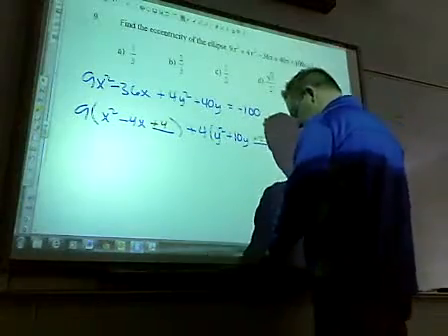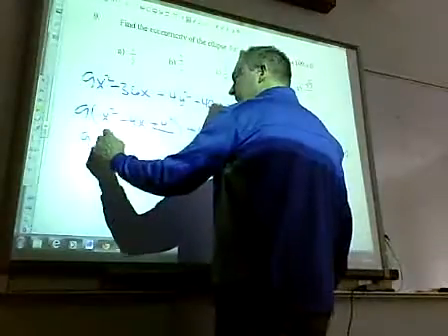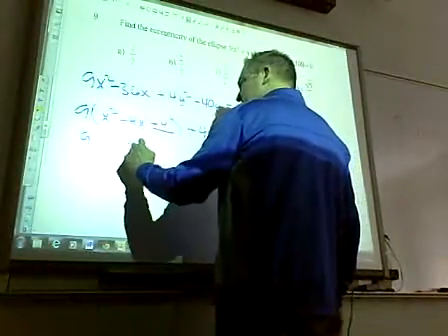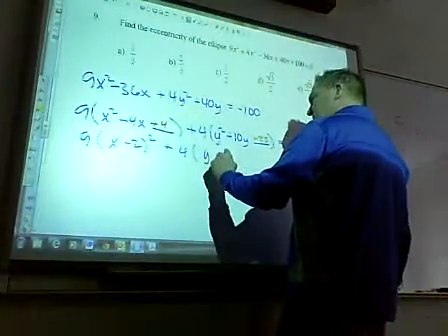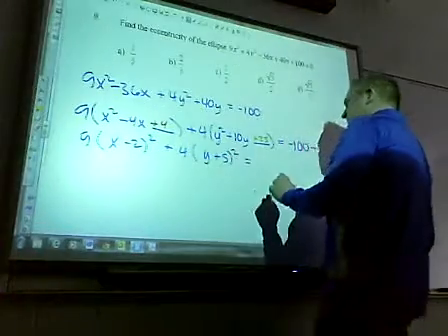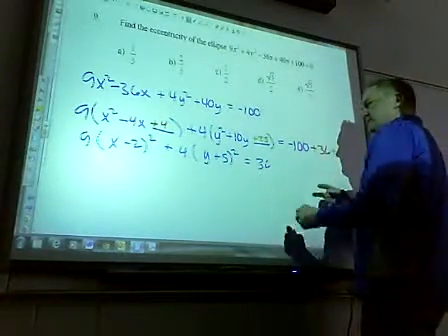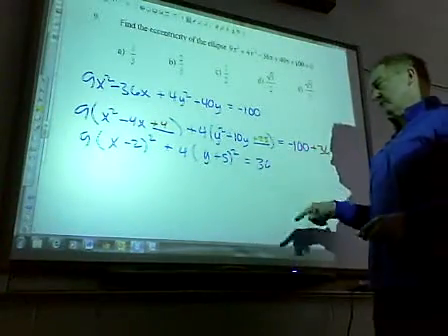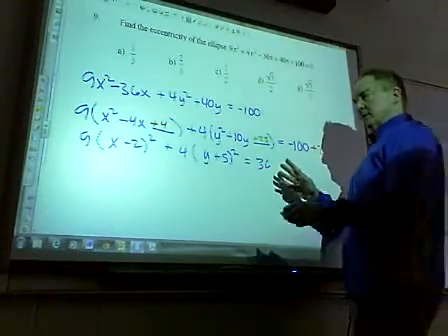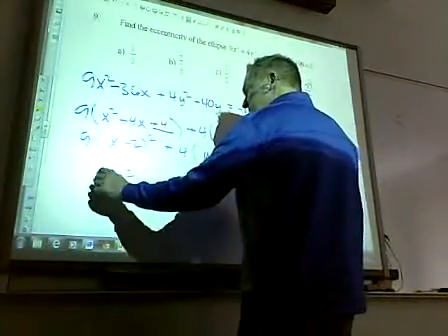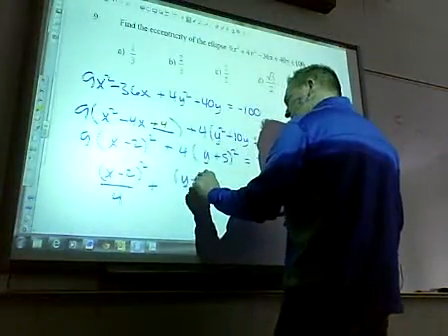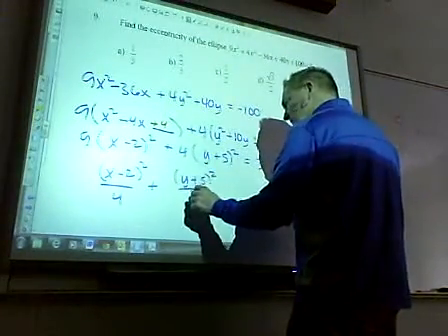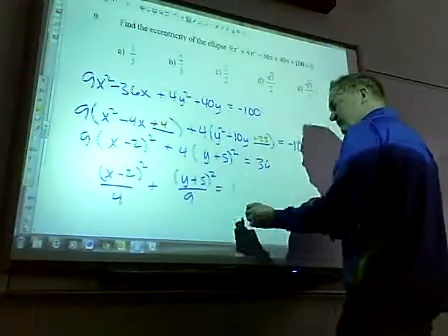So now I have 9, and this is a perfect square trinomial. The factor is x minus 2 squared. And this is 4 times the quantity y plus 5 squared. And this is going to be 36 on the right side. I'm going to make that right side a +1 by dividing everything by 36, and reducing where possible. That gives me that.